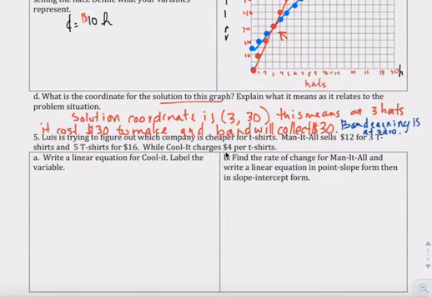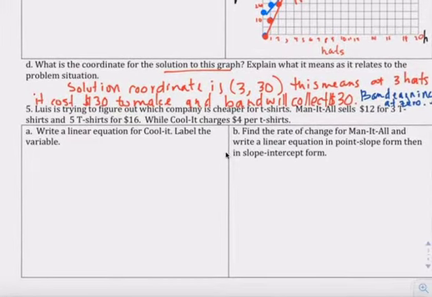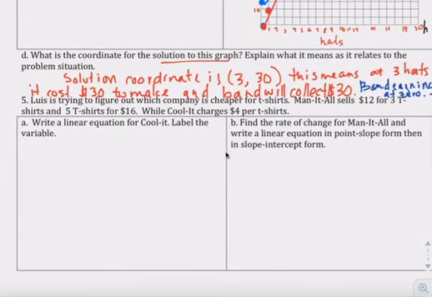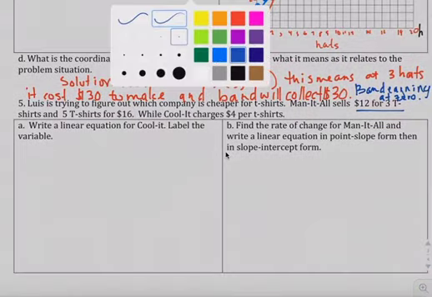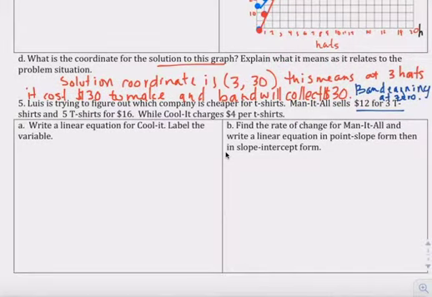Okay. Luis is trying to figure out which company is cheaper for t-shirts. Manit sells 3 t-shirts for $12 and 5 t-shirts for $16. Kulit charged $4 per t-shirt. Okay, let's look. For Kulit it is y equals 4x.